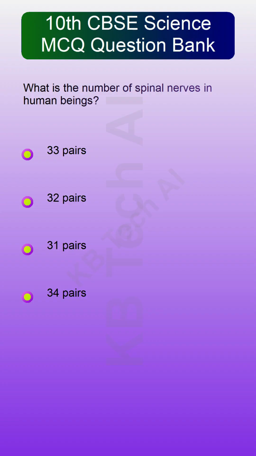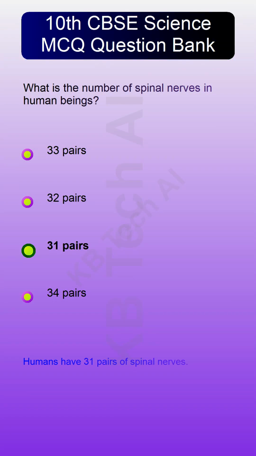What is the number of spinal nerves in human beings? Option 1, 33 pairs. Option 2, 32 pairs. Option 3, 31 pairs. Option 4, 34 pairs. The answer is Option 3, 31 pairs.